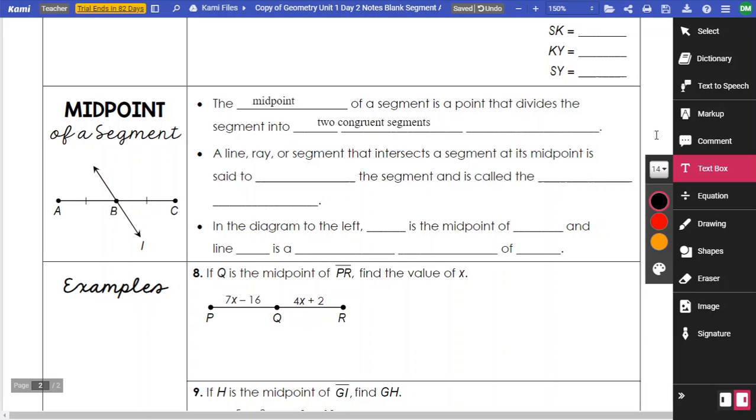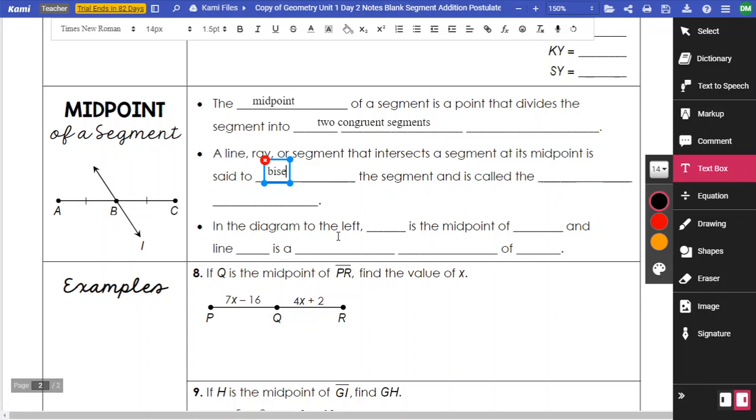So we've got our segment, we put a midpoint in there, and then all of a sudden we've got two segments that are the exact same size to each other. So a line, a ray, or a segment that intersects a segment at its midpoint. So if we look over here, we've got midpoint B, and then we've got this line that goes through B. And the word that we're going to use for that is bisects.